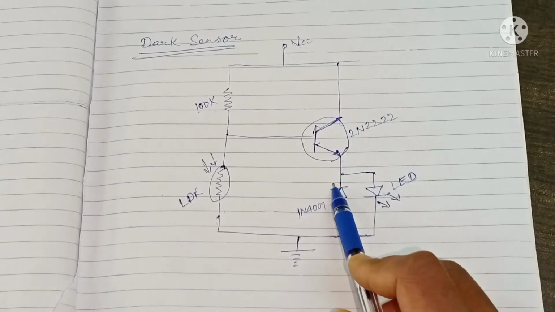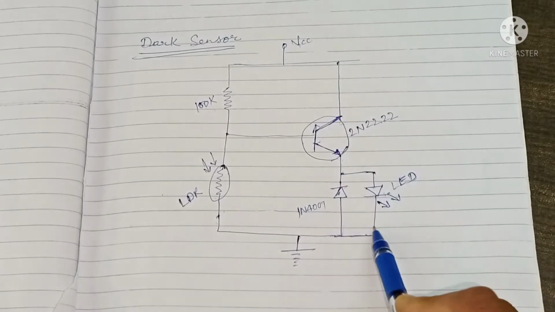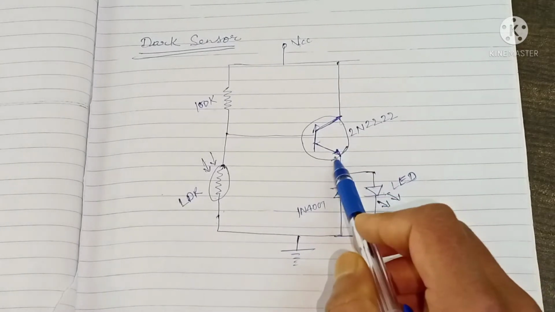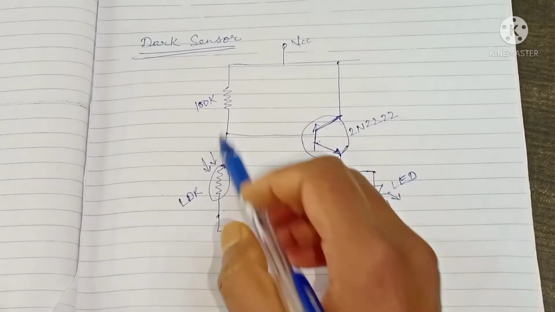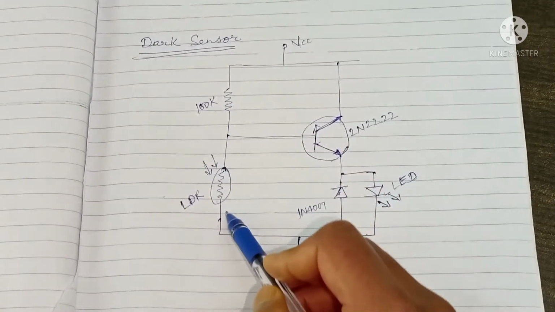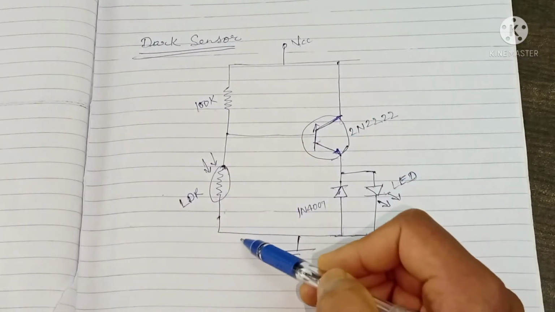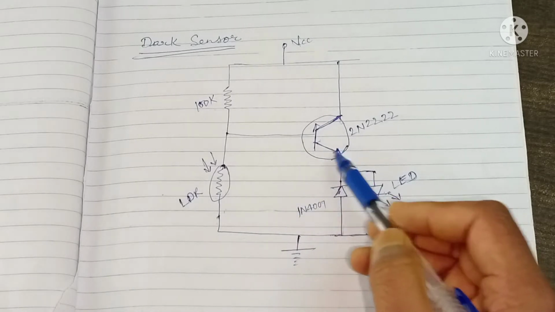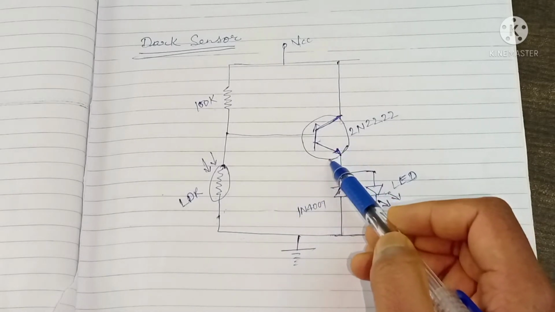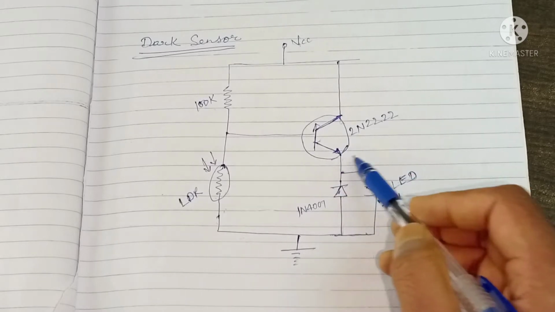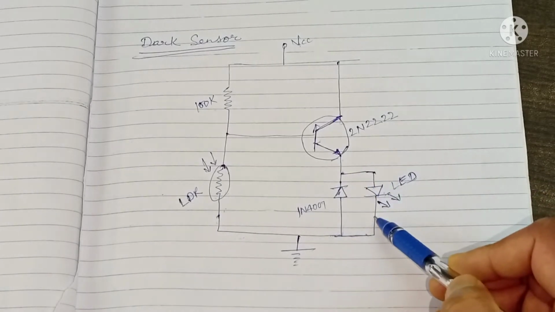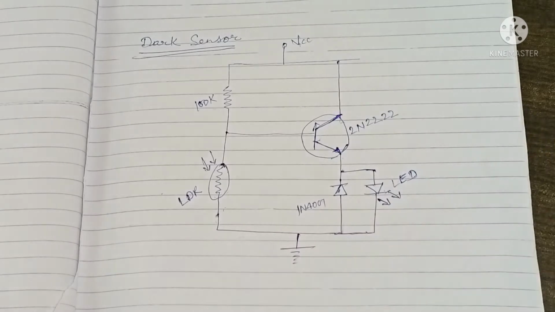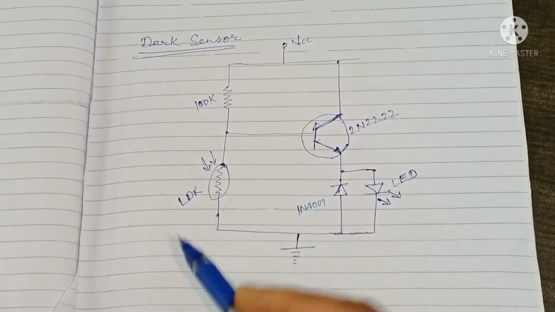If it turns on, then current will flow through this LED, and if it doesn't turn on, then current will not flow through this LED. The 100 kilo ohm resistor and this LDR, the combination of these two resistors, provides sufficient biasing for this transistor. When the biasing is sufficient, the transistor turns on, current flows through this LED, and the LED will glow. This working principle of the transistor we will use here.